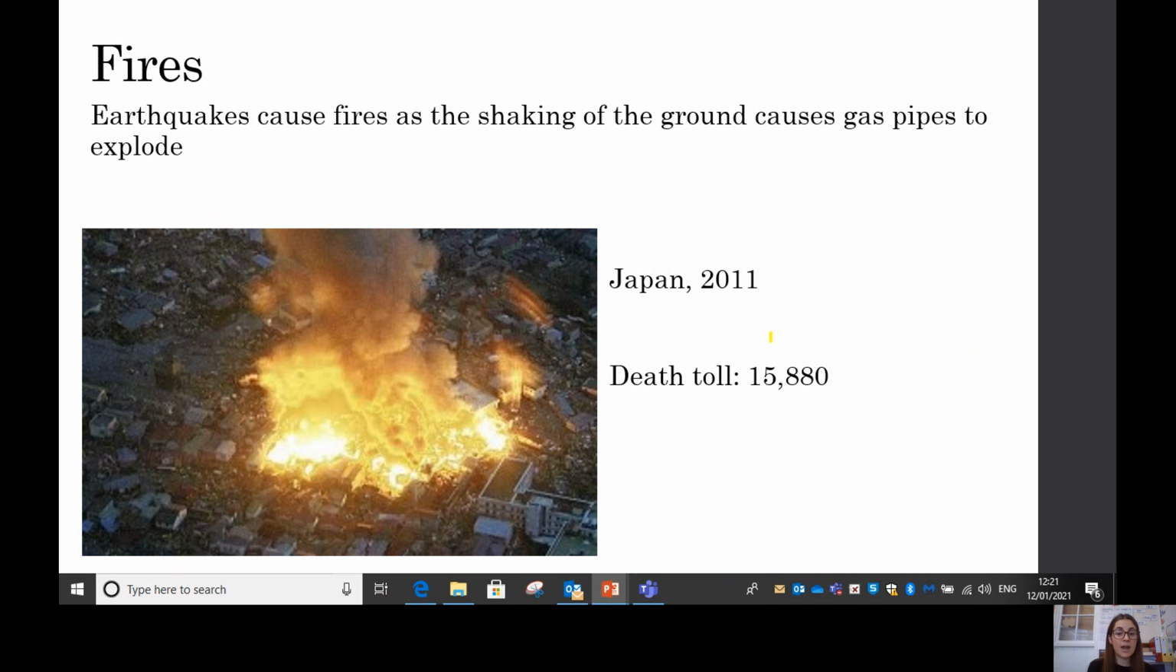Now, this often happens sadly during earthquakes, which can cause very large fires. This is a photo from an earthquake in Japan, which was very severe, in 2011. Most of your parents will probably remember this. The death toll in this earthquake was 15,880. Obviously, there are lots of effects that fires can have and risks they pose to people. It can burn down buildings, it can cause loss of life. The inhalation of smoke definitely isn't good for people. So fires are a very dangerous effect of earthquakes.